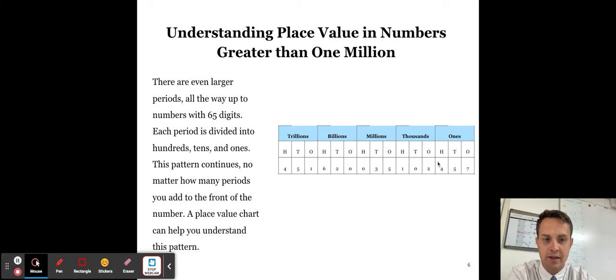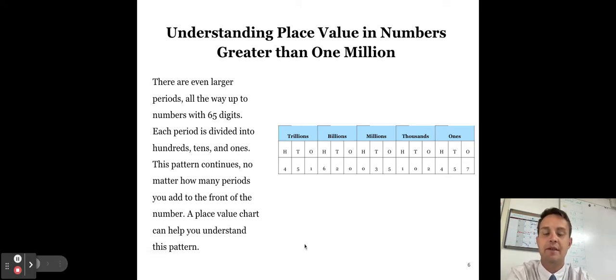So each period is divided into hundreds, tens, and ones. Hundreds, tens, and ones. Millions, hundreds, tens, and ones. Billions, hundreds, tens, and ones. Trillions, hundreds, tens, and ones. So using a place value chart can help you understand this pattern. And then you can read humongous numbers.